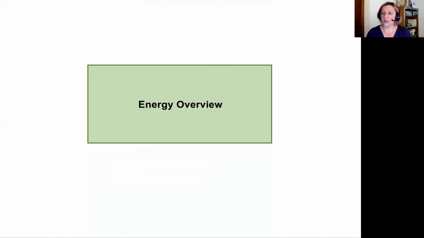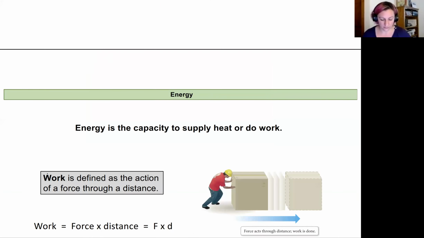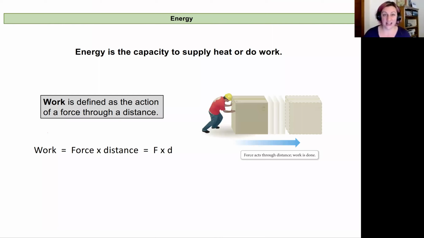And I want to make sure that we all have a similar take on what energy is and temperature and heat before we really start talking about these in detail. So this will be a little bit of an overview lecture. So let's start by defining energy.